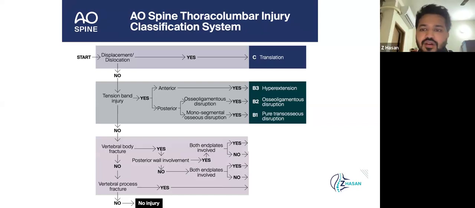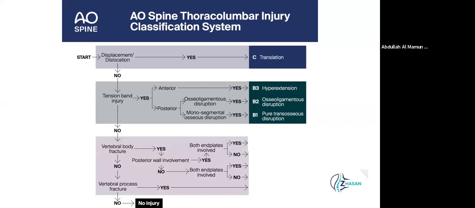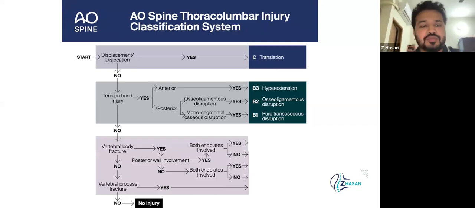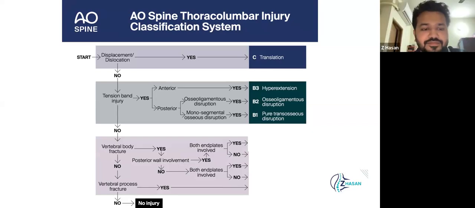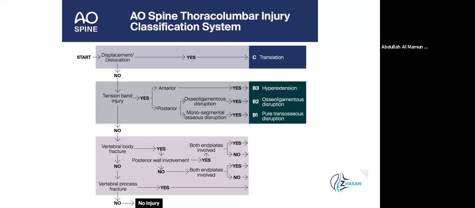So if the fracture involves the posterior wall, what are the types? Yes. When the fracture involves the posterior wall, it automatically goes into a burst fracture, that is A3 or A4. Posterior wall involvement injury means it is A3 or A4. If it is a single end plate, that is A3, and if it is a double end plate injury, then A4. So both end plate injury is a complete burst fracture. If it is single end plate, it is A3 fracture.